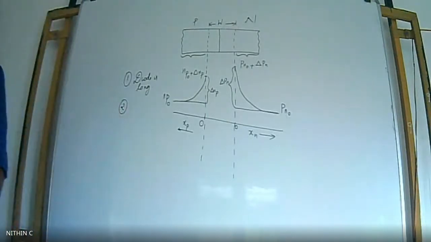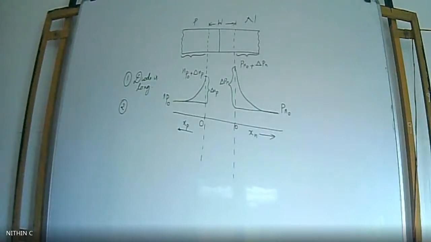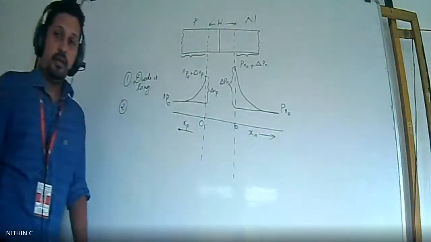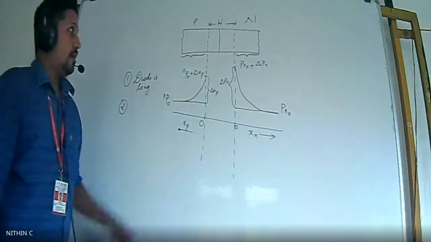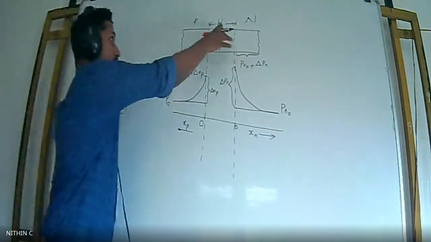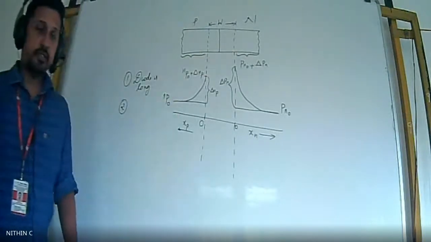Now, the second assumption is that the depletion region is completely depleted of mobile charge carriers. That is, we are not having any mobile charge carriers in the depletion region. The only possibility is the presence of immobile ions. We already said that only immobile ions are present in the depletion region. Okay, this region is completely depleted of mobile charge carriers.